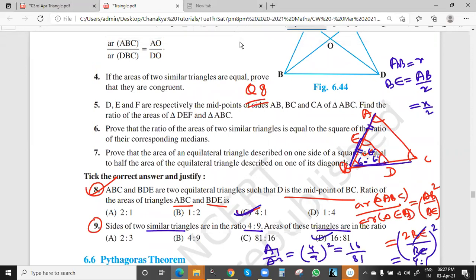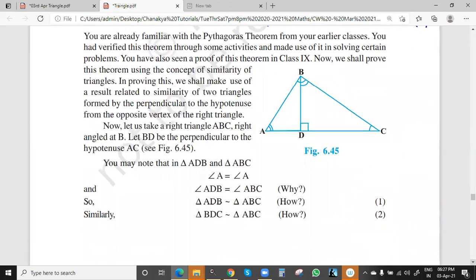16 by 81 is the right answer, because we know from this concept and exercise that the ratio of the areas of two similar triangles is equal to the square of the ratio of the sides, square of the ratio of the sides. Correct. Now we'll see the next one.